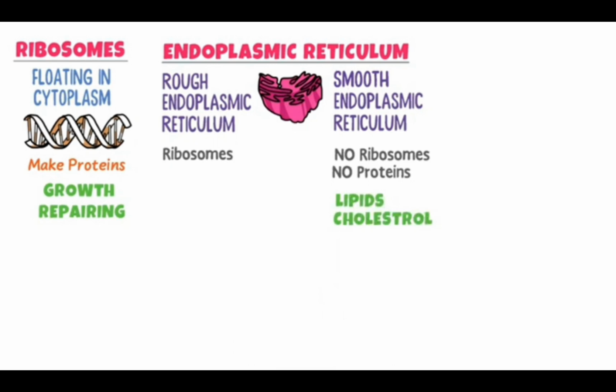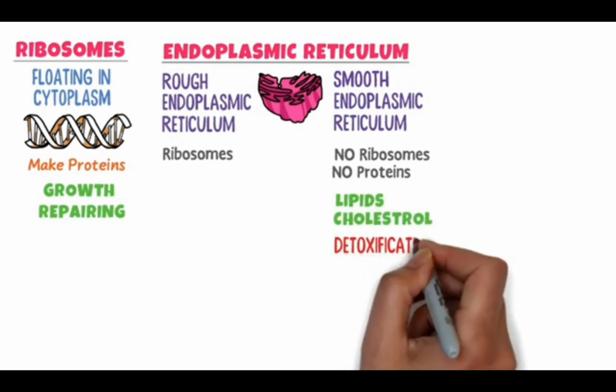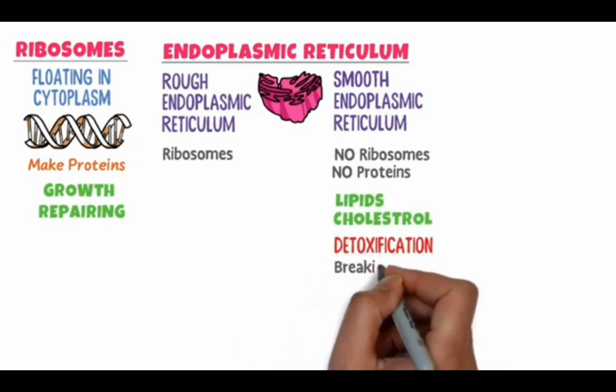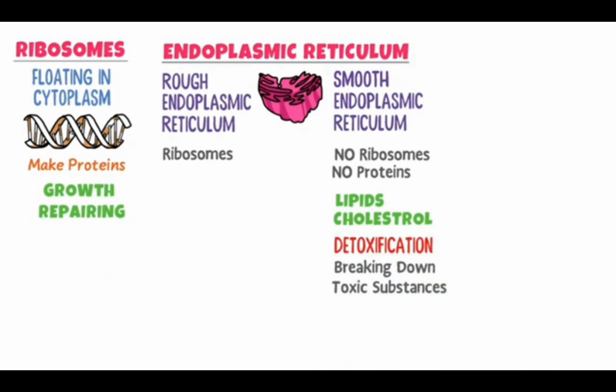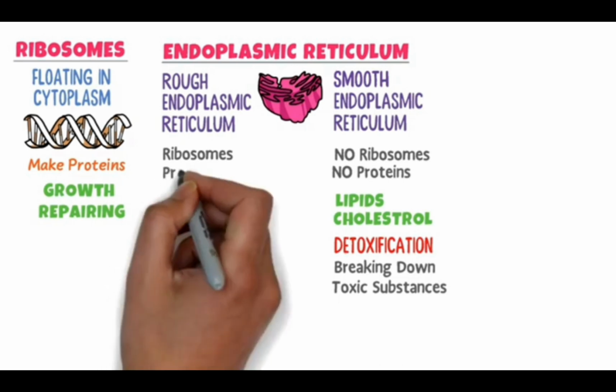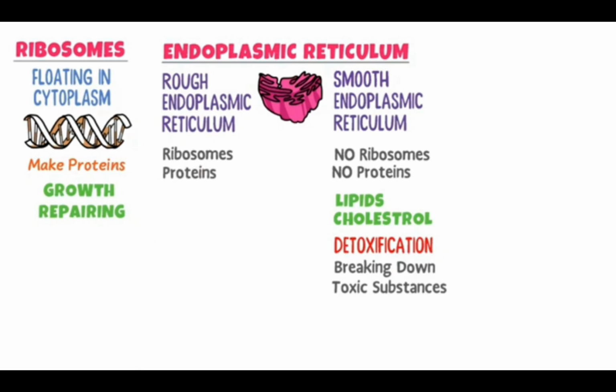Now coming to the rough endoplasmic reticulum, we know that it contains ribosomes and ribosomes form protein. Then what is the function of rough endoplasmic reticulum? Well, it helps the ribosomes to produce proteins. Secondly, rough endoplasmic reticulum packs the enclosed proteins in vesicles.